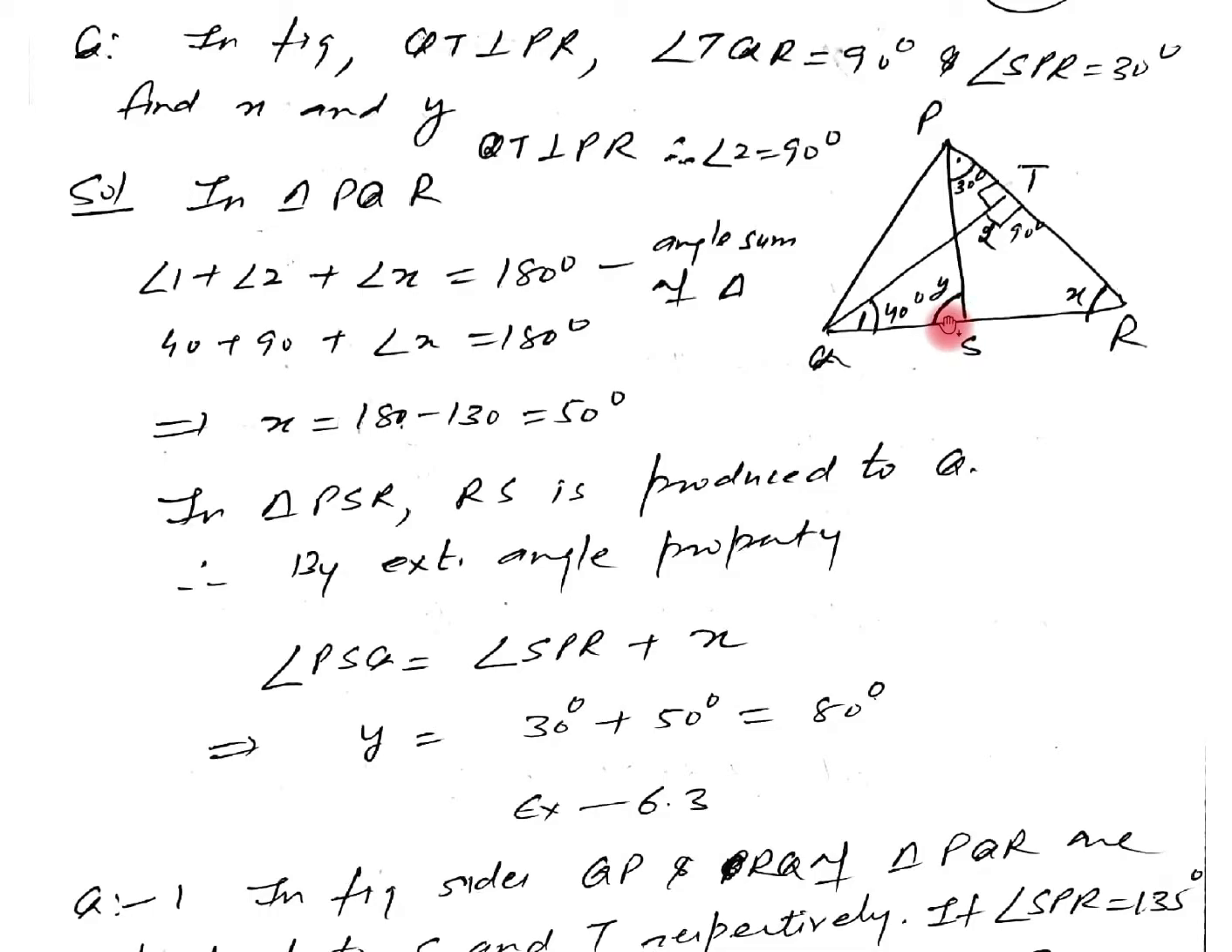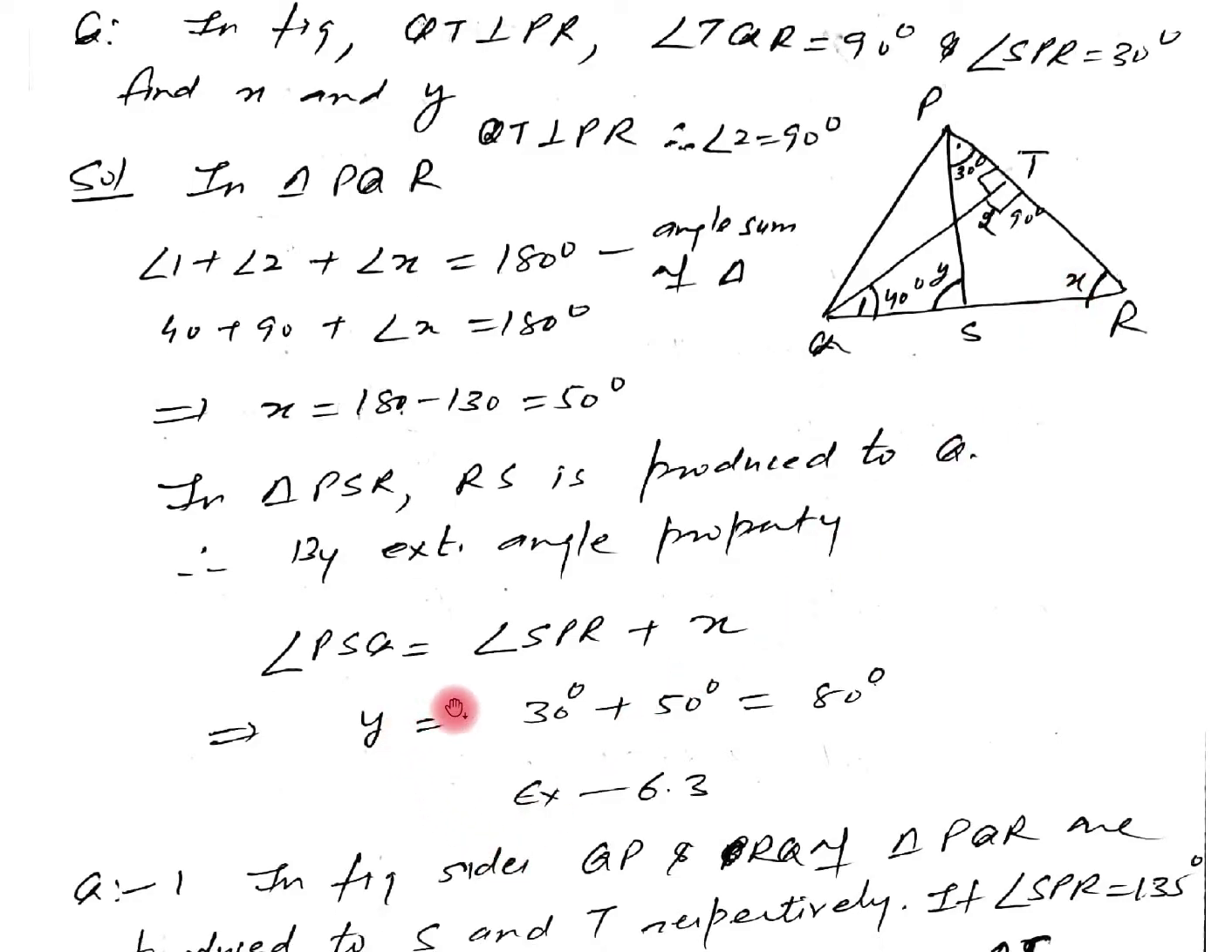We know the exterior angle of a triangle is equal to the sum of its interior opposite angles. So we can write angle PSQ is equal to angle SPR plus X. Putting angle PSQ equal to Y, angle SPR given to be 30, and angle X we have found to be 50, therefore Y equals 30 plus 50 equals 80 degrees.